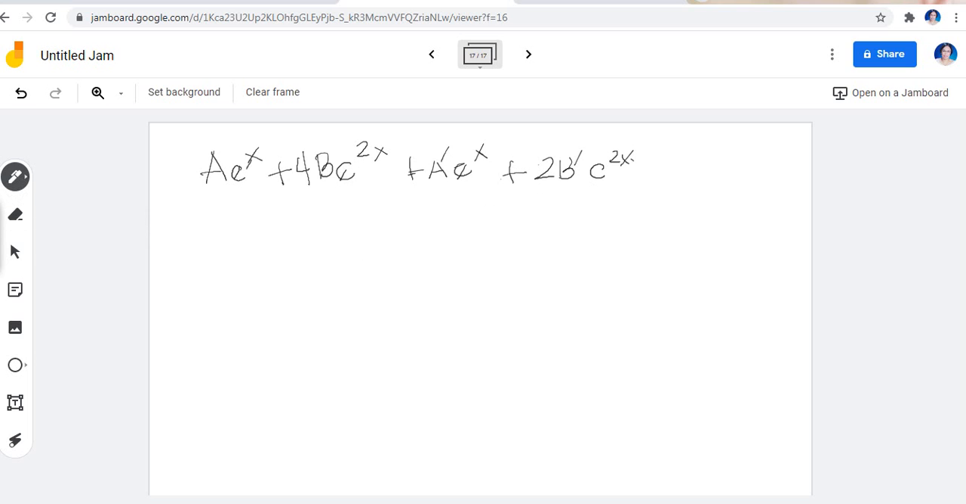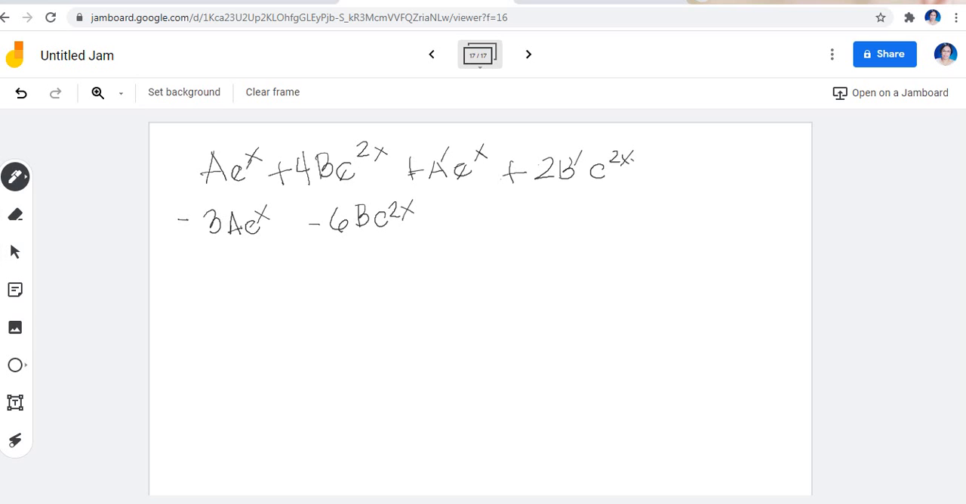So, I will have negative 3ae raised to x, and I will have negative 6be raised to 2x. This is after I have multiplied the y prime by -3.